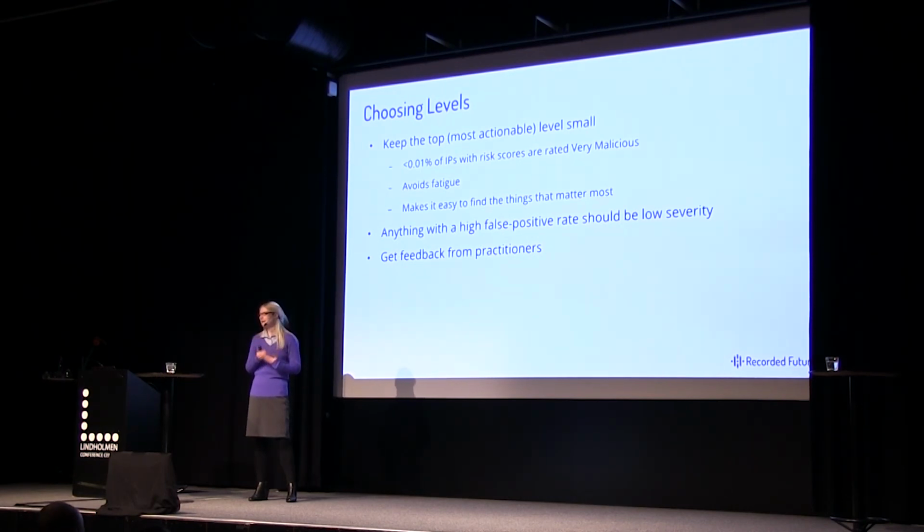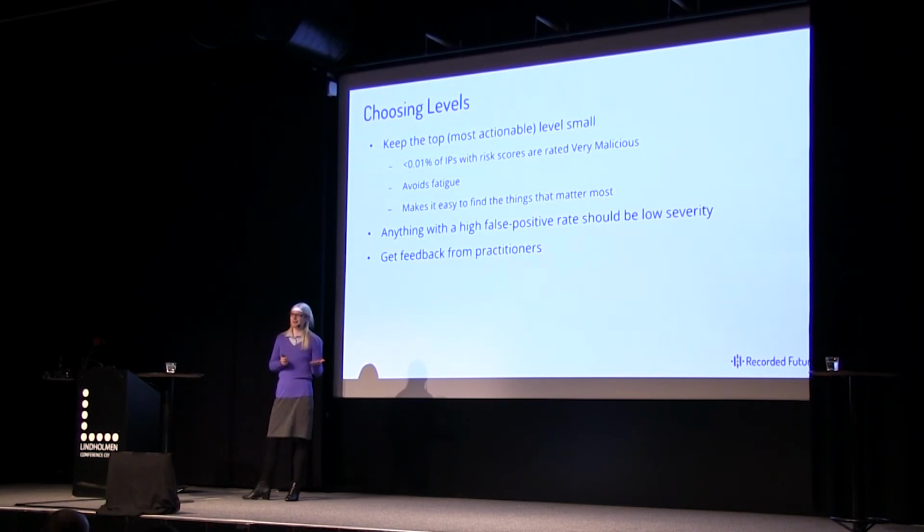So even if you have a top category and based on your definition, a lot of things fall into that category, if your users are getting alerted on it constantly, they're not going to be able to process all of that information. And so you want to make sure it's something that they're not going to just get overwhelmed by. Also, having a small top level makes it easy to find the things that matter most and have a range of things that, again, you can actually work on.